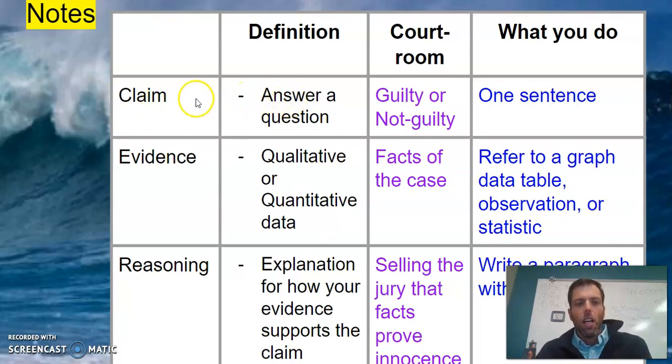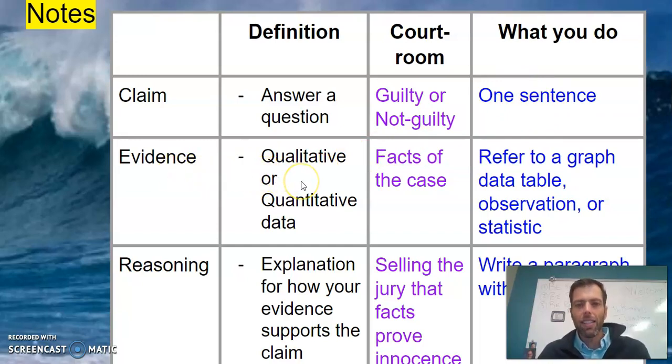Okay, here's what a claim is. The point of the claim is to answer the question of the prompt given to you. That's it. It's a straight up answer. So if this was a courtroom, this is where the lawyer would be saying my client is guilty or not guilty. In science class, claims are usually short and sweet and to the point. Sometimes they can be answered with a single word, but most often you're going to be writing a whole sentence out.